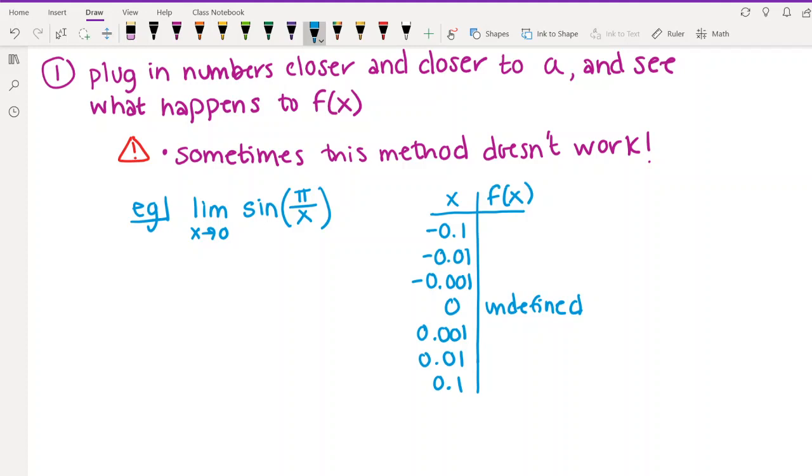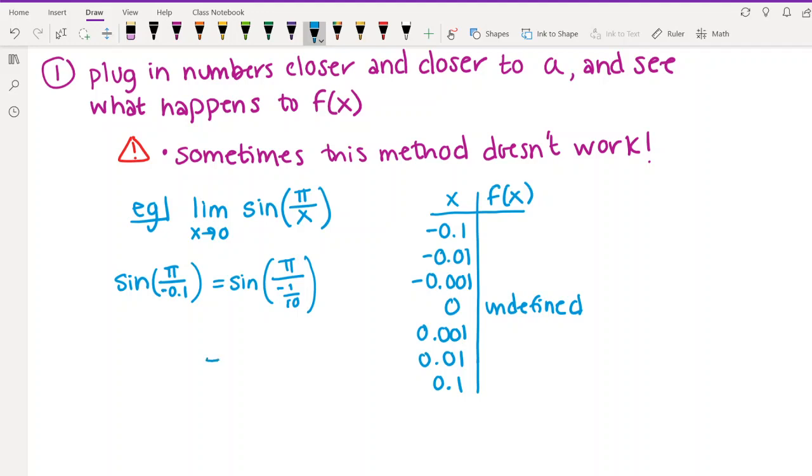So let's see what happens when we plug a few of these in. We're not going to do all of them because I think just doing a couple is enough to see what happens. So let's say that we wanted to plug in this first one, negative 0.1. So if we do sine of pi over negative 0.1, that's going to be the same thing as sine of pi over negative 1/10, right? 0.1 is the same as 1/10, so we could rewrite this as negative 1/10.